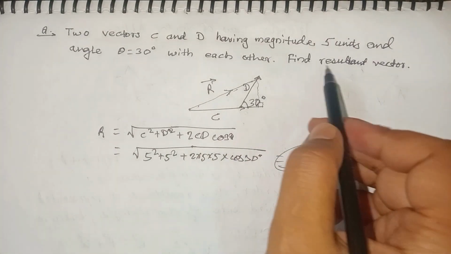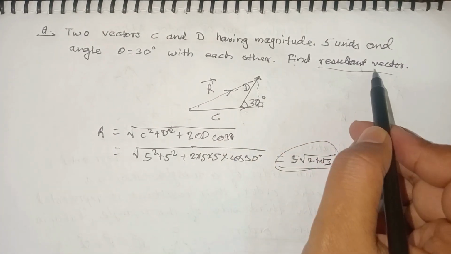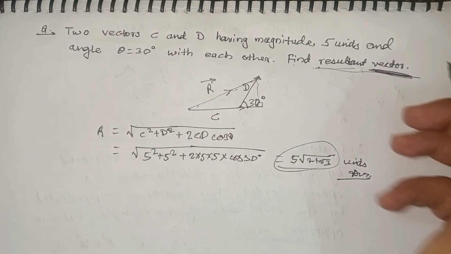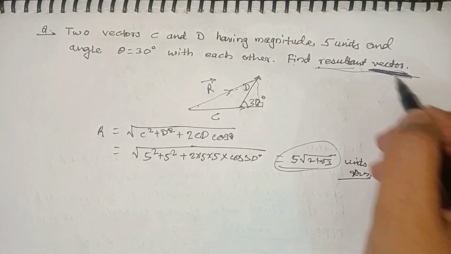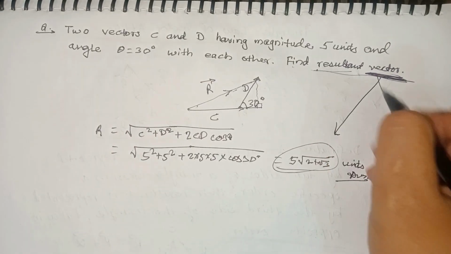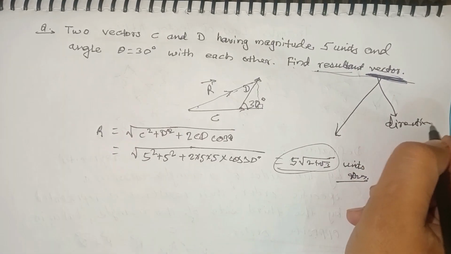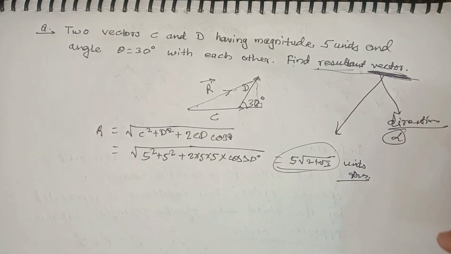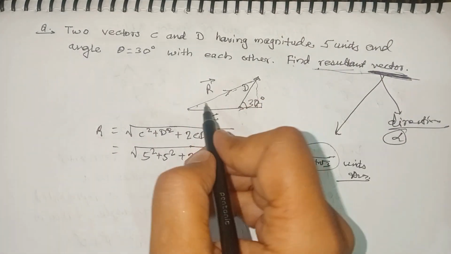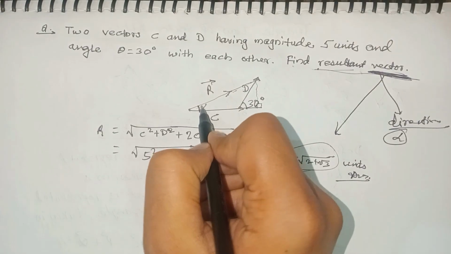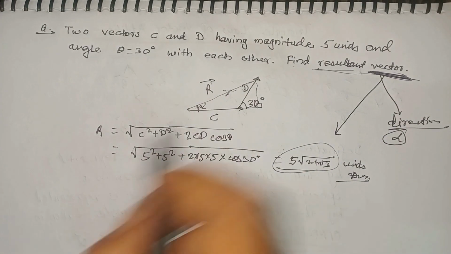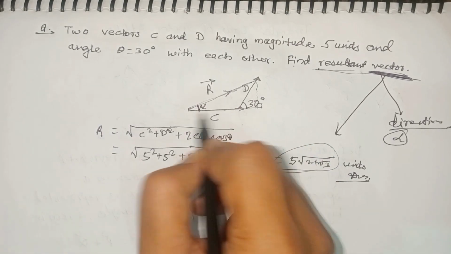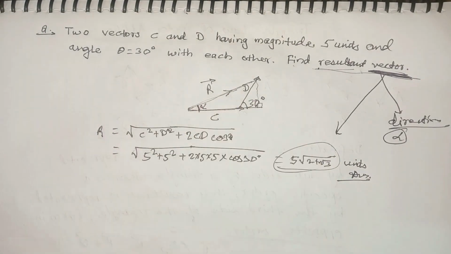Now, since we have to find the resultant vector, here is one important point: the resultant vector has not only magnitude but also direction. Direction of the vector means what? Do you remember angle alpha? This angle alpha is the direction of the vector, what the resultant makes with one of the vectors, the initial vector you can take. This angle we have to find.